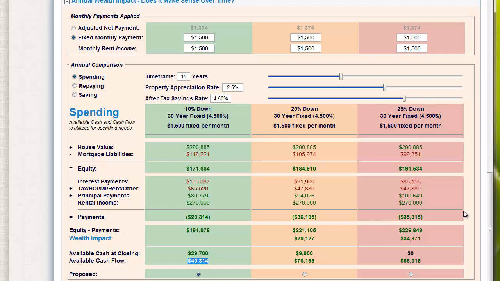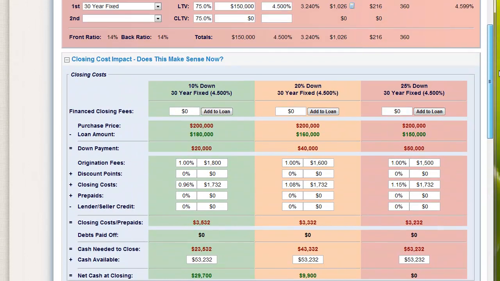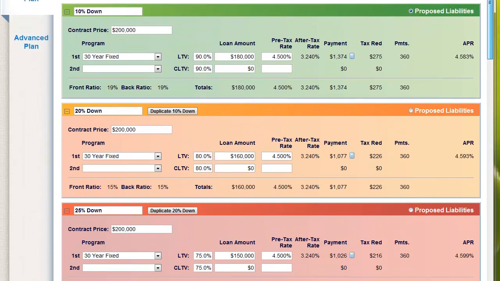Hope this helps, and keep this in mind the next time you've got a client thinking about buying an investment property. You can easily go through and run through these different scenarios for them side by side.